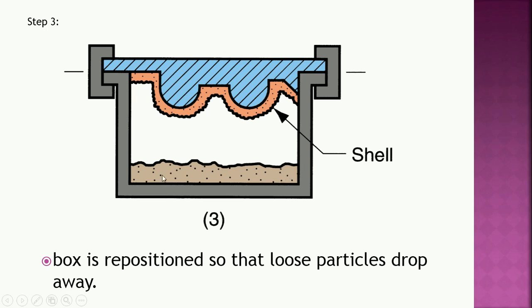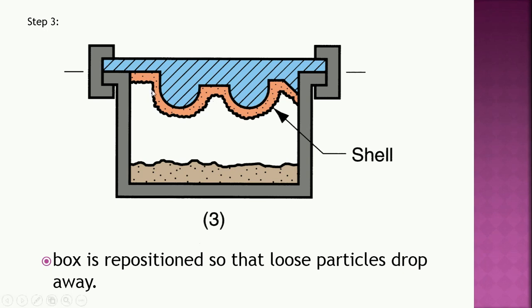Now we have to reposition the flask so that the unused sand plus resin mixture will fall onto the surface. Inside that box, sand plus resin mixture is falling, which did not come in contact with the heated metallic pattern. The box is repositioned so that loose particles drop away. This is the third step.